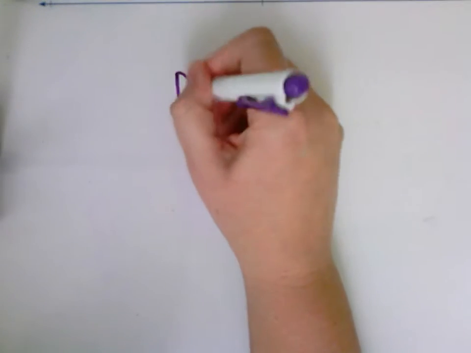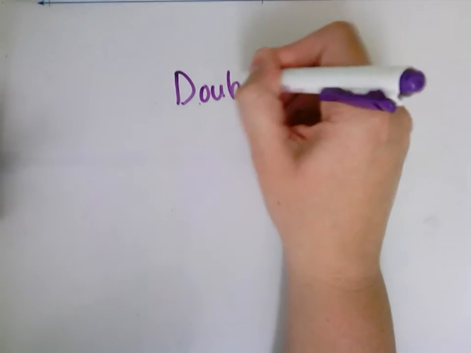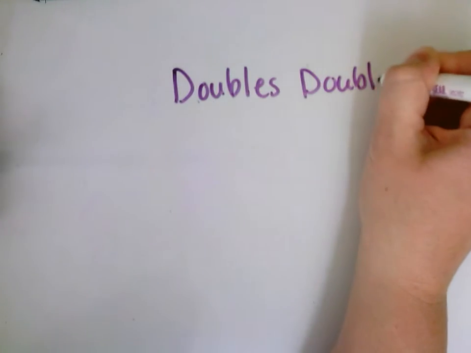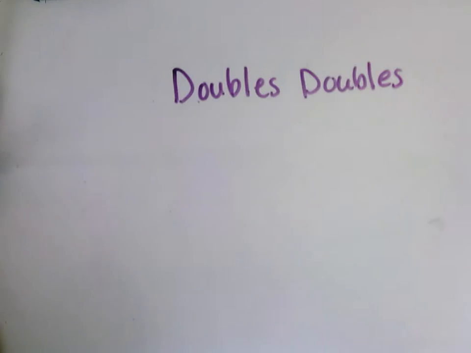Let's talk about two multiplication strategies. The first one we're going to talk about is the doubles double strategy. This strategy is when I'm doubling a double. Let me give you an example.